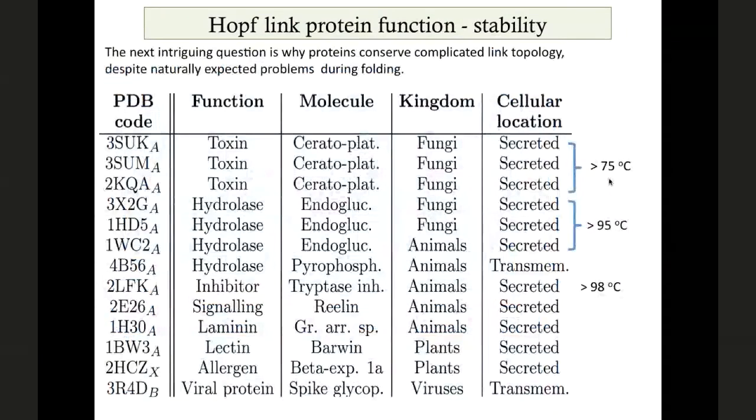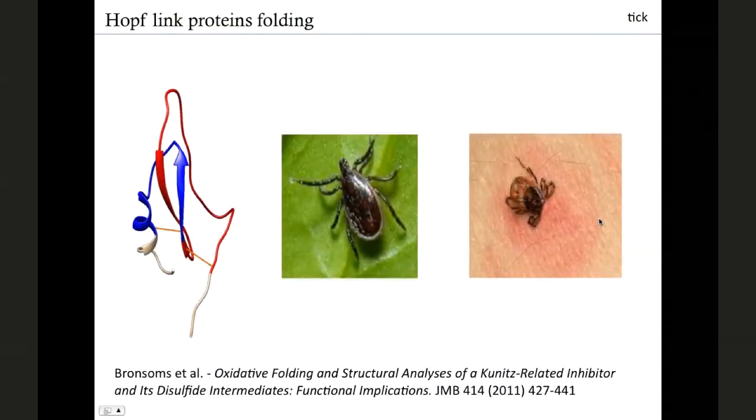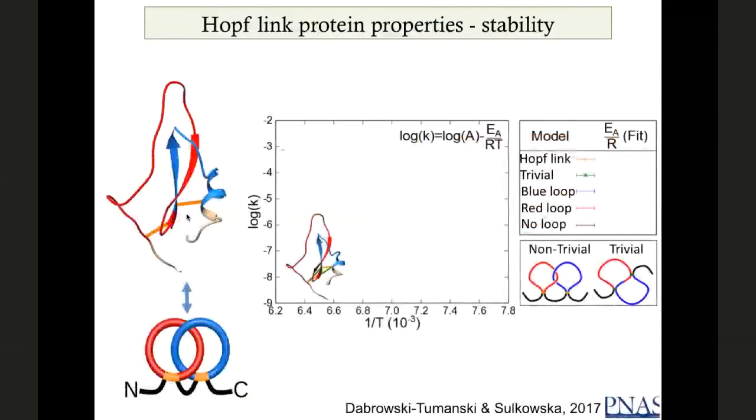And additionally, we know that cysteine bridges usually provide stability. And here you can see that all these proteins can sustain very high temperature. So then you can ask the question, based on one of these proteins that was studied before, and it was shown that it's very difficult to fold this protein, and there is a lot of problem with degradation. What is the function of this topology?